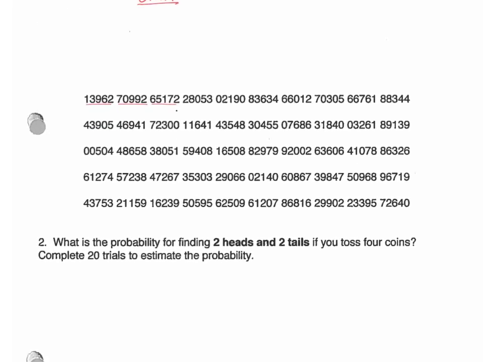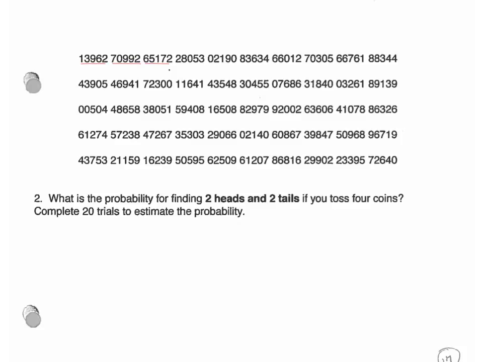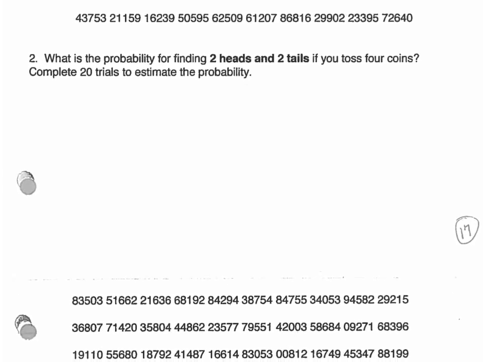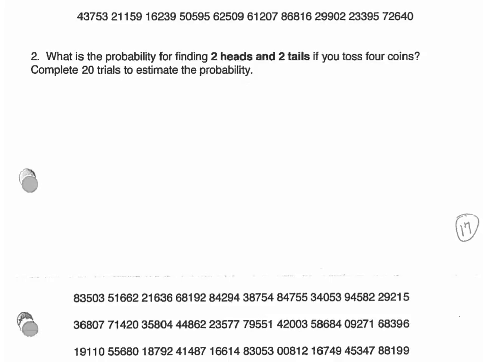So let's go on to this problem number 2. This problem number 2 asks us, what is the probability of finding 2 heads and 2 tails if you toss 4 coins? So we're going to simulate tossing 4 coins and see the probability or the proportion of times we get exactly 2 heads and 2 tails. 6.25. Okay? It does tell us to complete 20 trials. So we've got to define what all of these things are.